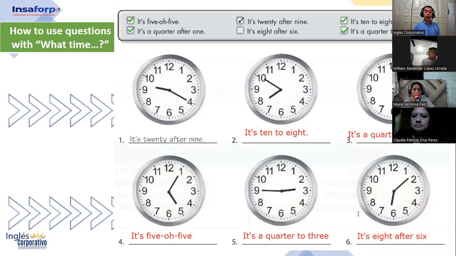Okie dokie, now repeat after me, please. It's 20:09. It's 20:09. It's 10 to 8. It's 10 to 8. It's a quarter after 1. It's a quarter after 1.